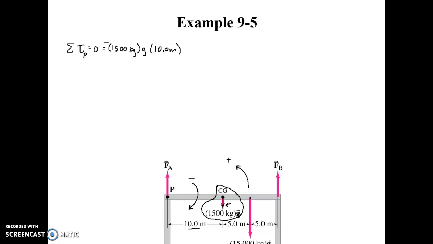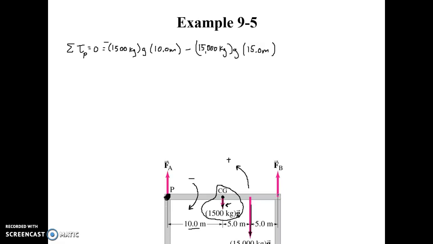Let's move on to the next force, the force from the printing press. That is also going to be going down, which means it's going to be going around this rotation point right here in a clockwise or negative direction. So we're going to subtract 15,000 kilograms times g times its moment arm length. It is located 10 plus 5 is 15 meters away from the axis of rotation, this point P.